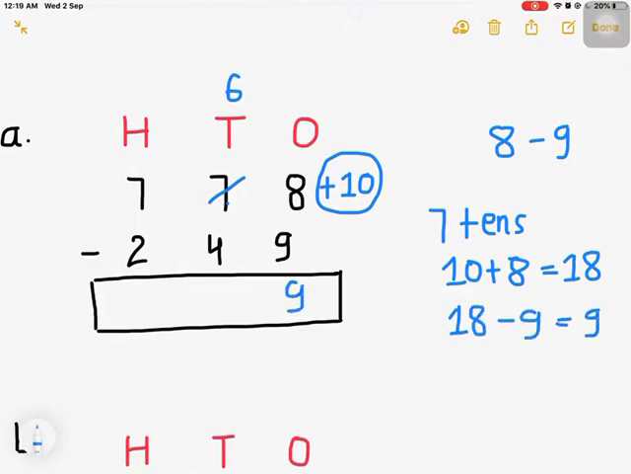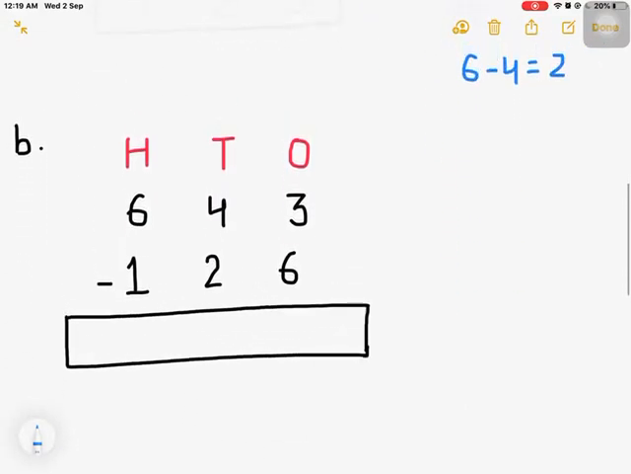Write down 9 here. Now 6 minus 4, it is 2 here in tens column. Now in hundred column, 7 minus 2, it is 5. Okay, this is how we subtract. Similarly, in B number also same.